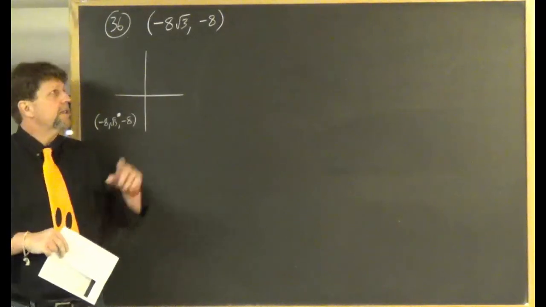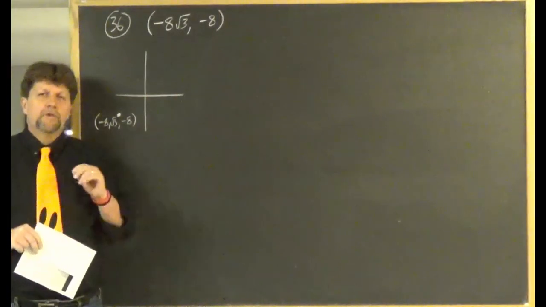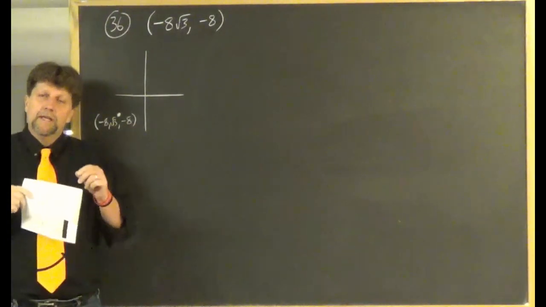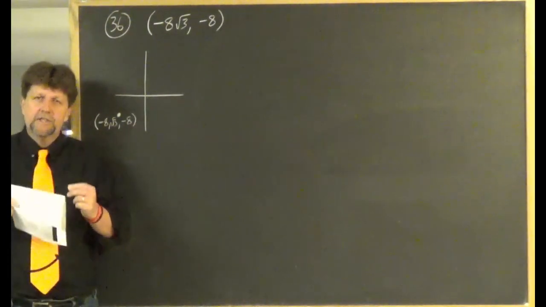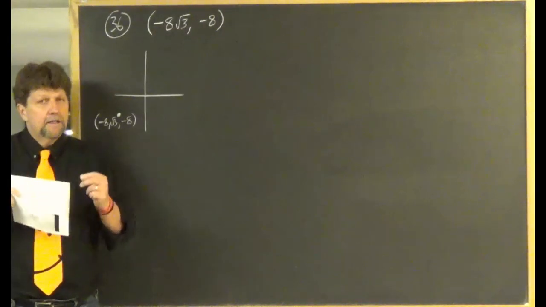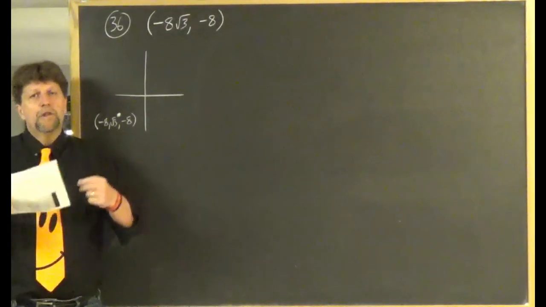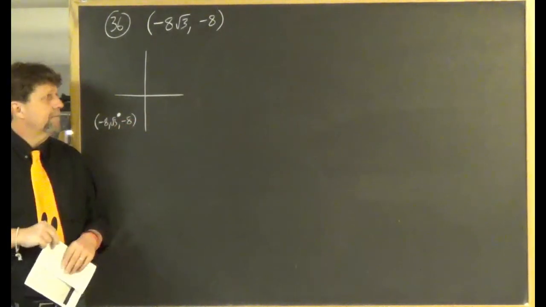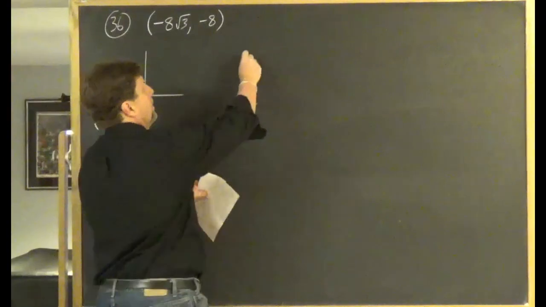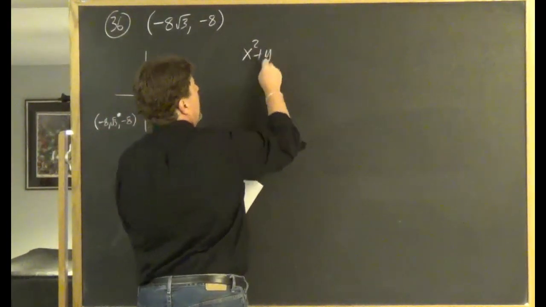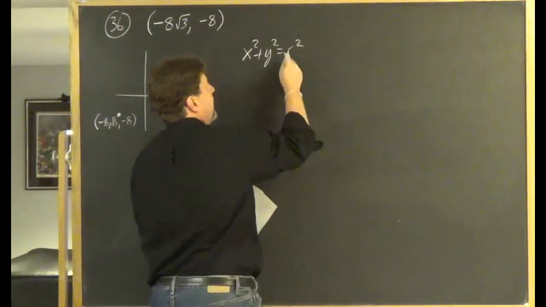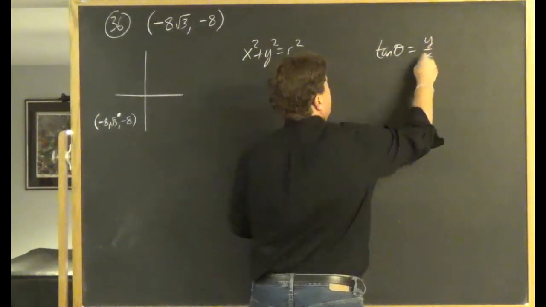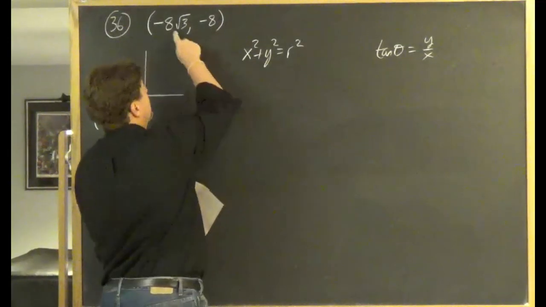All right, folks, on number 36, you were given the point (-8 square root 3, -8). The first thing I would do is quickly plot the point so I can see where the point is living. It's going to be important when I come up with the polar coordinates. So we know we're going to use x squared plus y squared equals r squared. That'll give me my r. And tangent theta is y over x. Hopefully that can give me my theta.